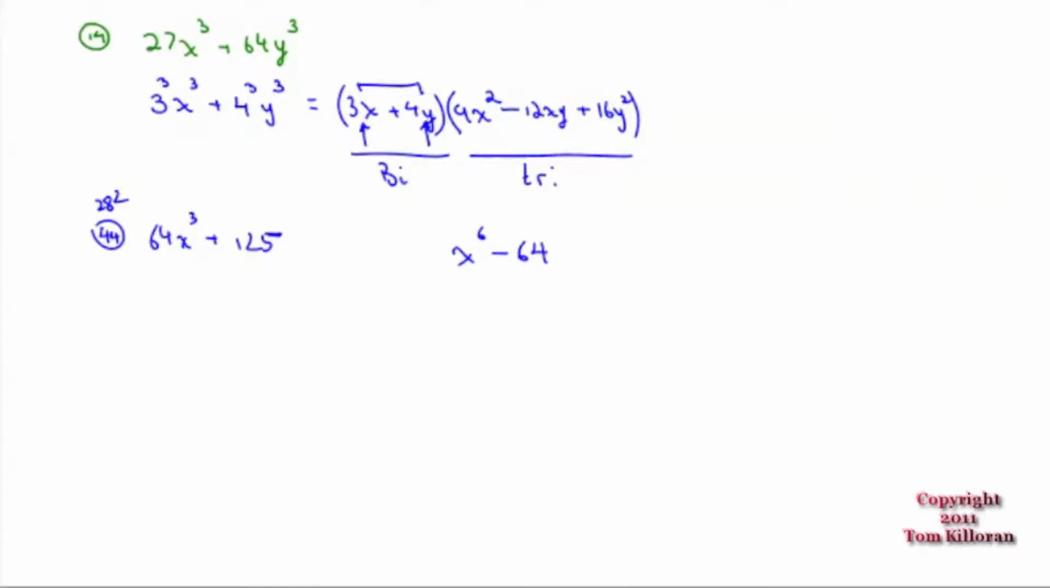Play with that one. All right, 64. How do you write it? This is 4 cubed, x cubed, plus 5 cubed. And then it breaks up into 4x plus 5. Square the first term: 16x squared. Multiply the two terms together: 20x. What kind of sign? Minus, because this one is plus. And then finally, plus 25. Yay, that's not that bad, right?